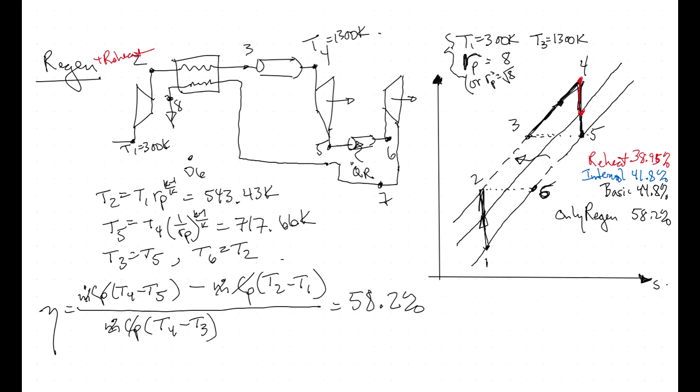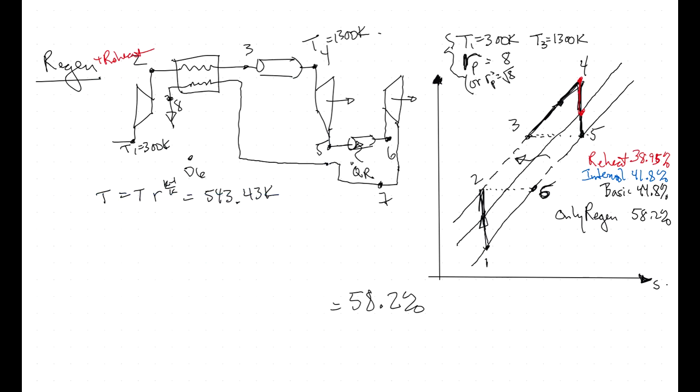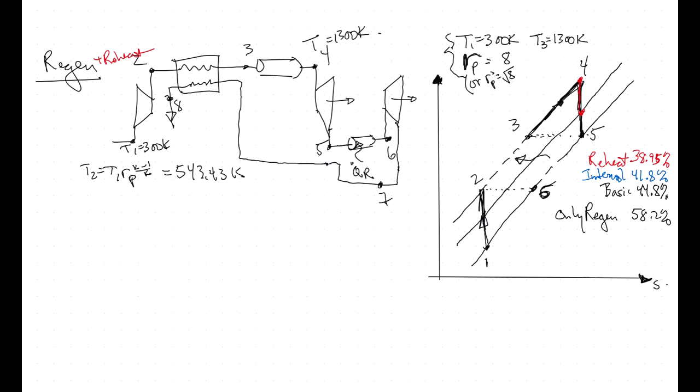Okay. I'm going to erase the math from the only regen. All right. So again, T2 is equal to T1. Same thing, right? Because there's only a single compressor. There's a pressure ratio of 8. Starting to know this by heart. This was 543.43 Kelvin, single compressor. Then we heat. T4 is our T max.